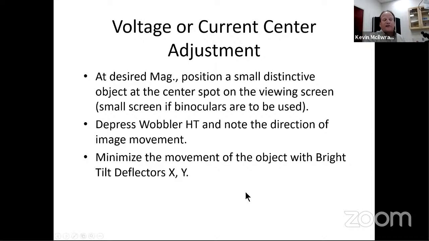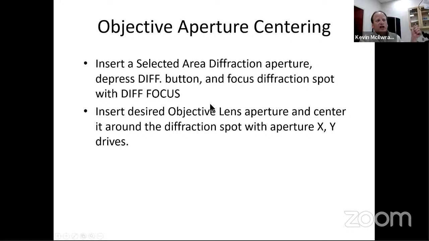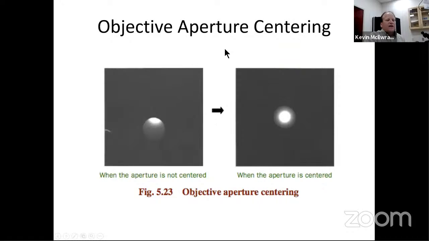Objective aperture center, we can do visually, we can do it in diffraction. There's a number of ways of doing this, and I'll show you that live. You can see here in diffraction, this is what an uncentered aperture looks like. We're cropping the main beam, whereas to the right, that's what it looks like centered. So there's a couple ways of doing it. Everybody does it a little bit differently sometimes.